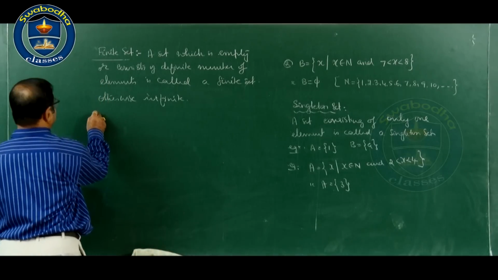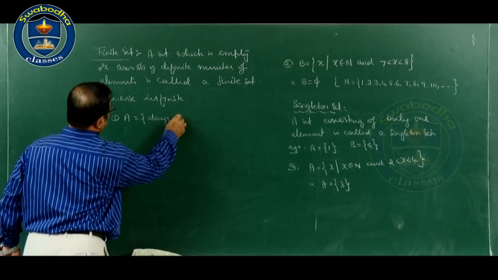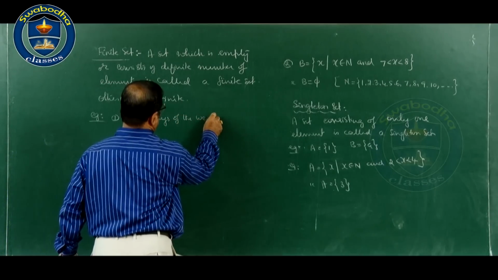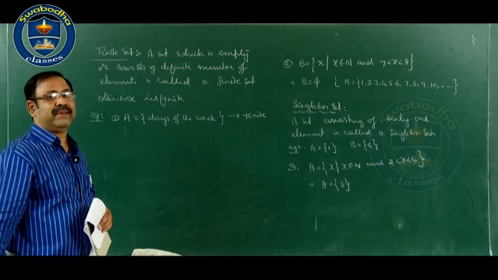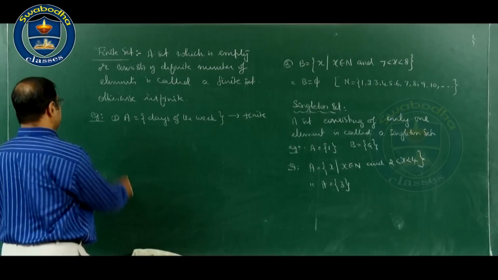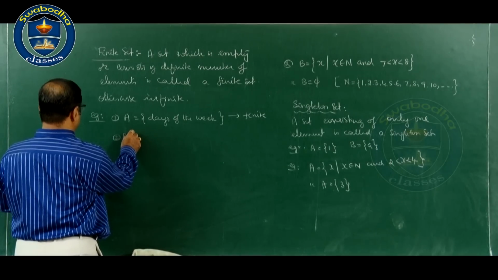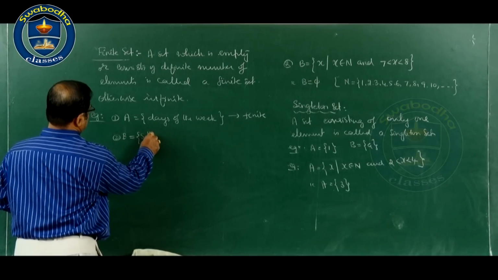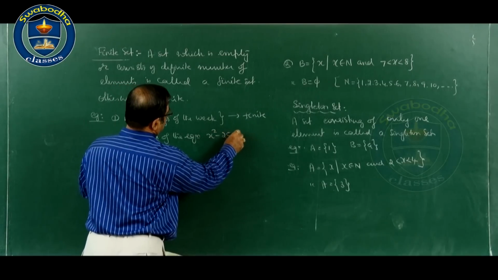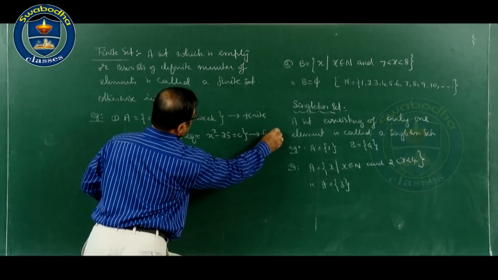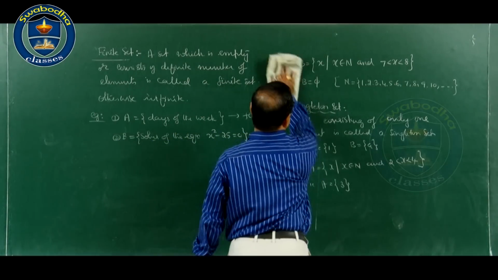So I will just give you an example. See, that is 1. A is the set of all days of the week. This is finite. Okay, finite set. There are 7 days in a week, Sunday to Saturday. Next, another example, B. That is, B is the set of all solutions of the equation x squared minus 25 equal to 0. It is finite. Why? The set of all solutions.